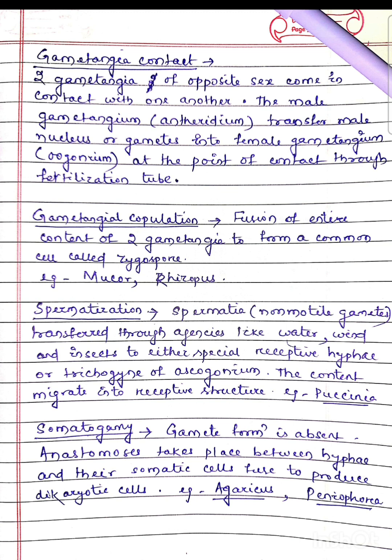Then somatogamy, where gamete formation is totally absent. Anastomosis takes place between hyphae and their somatic cells fuse to produce a dikaryotic cell, as seen in Agaricus and Puccinia.